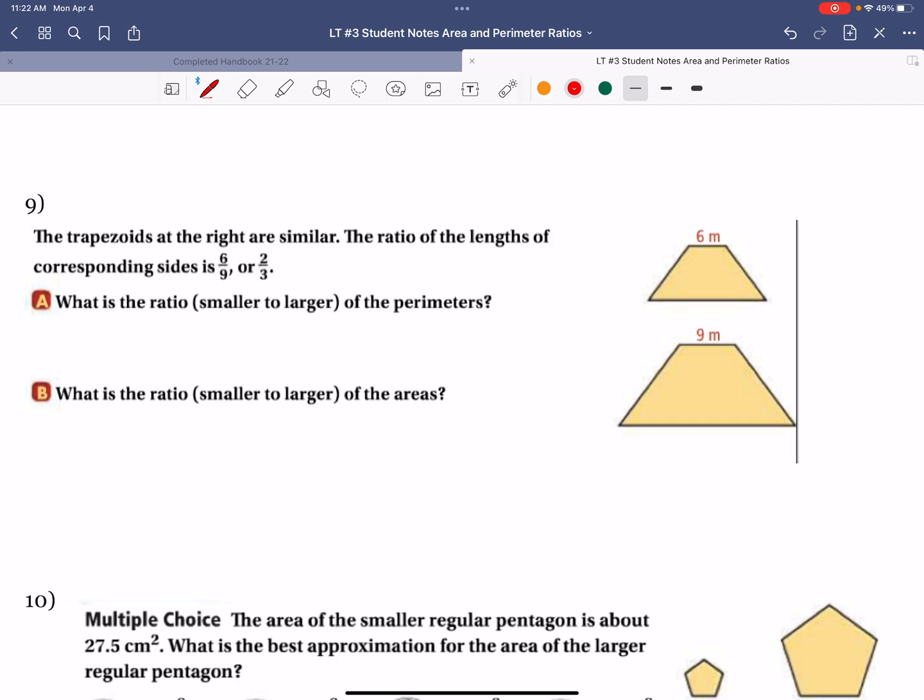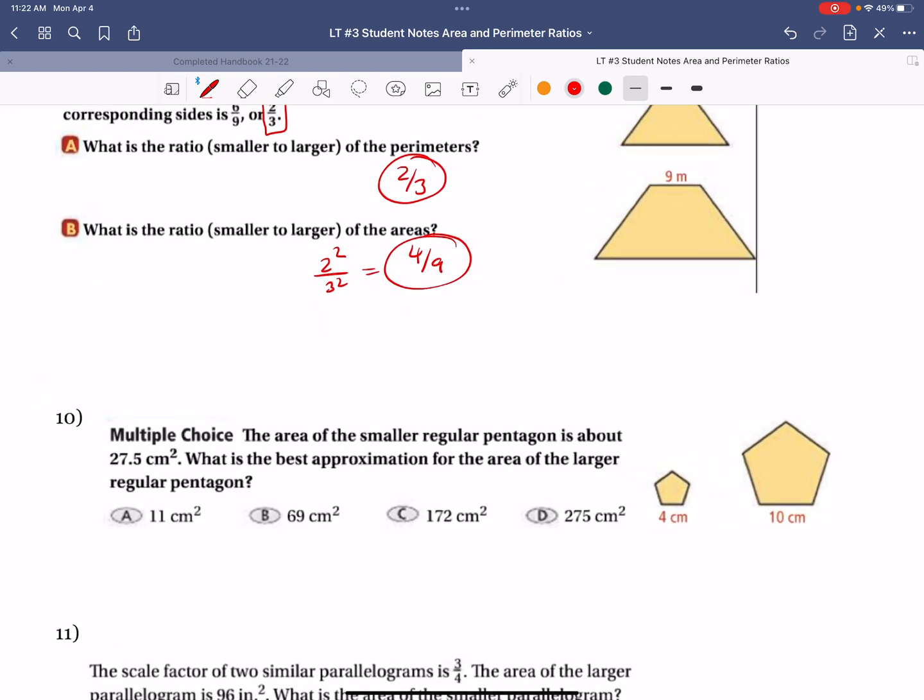The trapezoids at the right are similar. The ratio of the lengths of the corresponding sides is 6 to 9, or 2 to 3. What is the ratio, that is smaller to larger, of the perimeters? Notice we don't know any other sides, only these two sides, which gives us the scale factor. But knowing that, the ratio of the perimeters will be the exact same, 2/3. And we know that the ratio of the areas will be that squared, so 4/9. It is that easy.